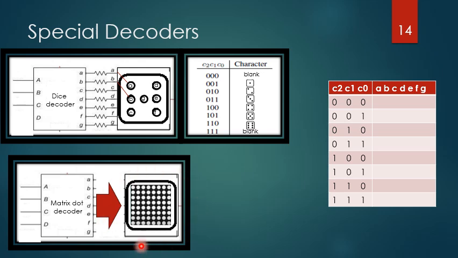Okay, you may also be asked to design the matrix dot decoder, which depends on how many dots you have on the display. So the decoder design will be different. Okay, so if you have many dots like this, probably you need a row decoder and a column decoder.